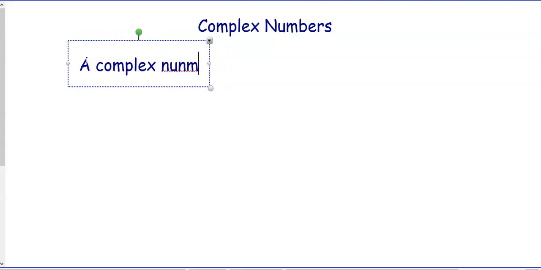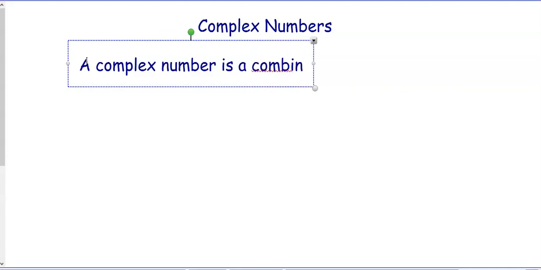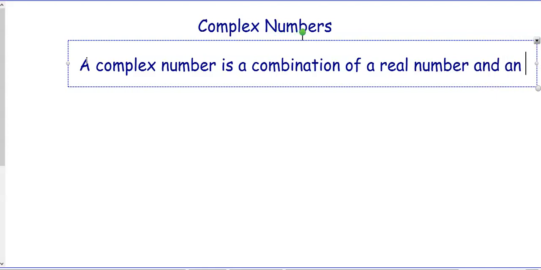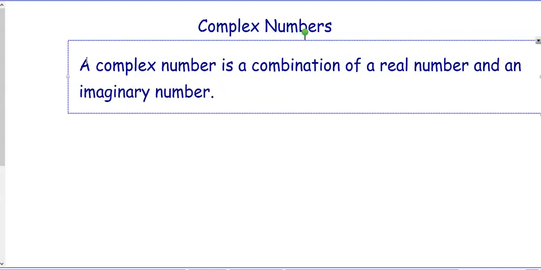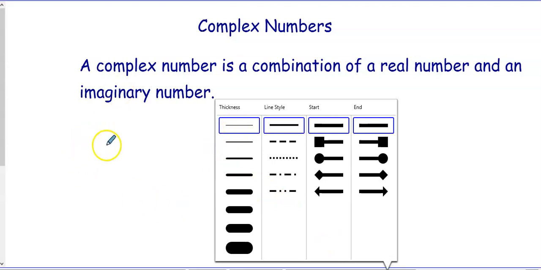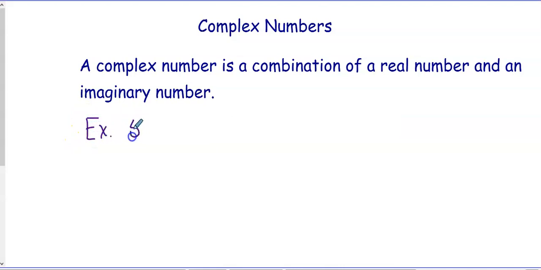Okay, so let's talk about complex numbers. A complex number is a combination of a real number and an imaginary number. Let me show you what it looks like. Typically, you see it written as the real number and then the imaginary number. So you might see something like 5 plus 2i. That is a complex number.